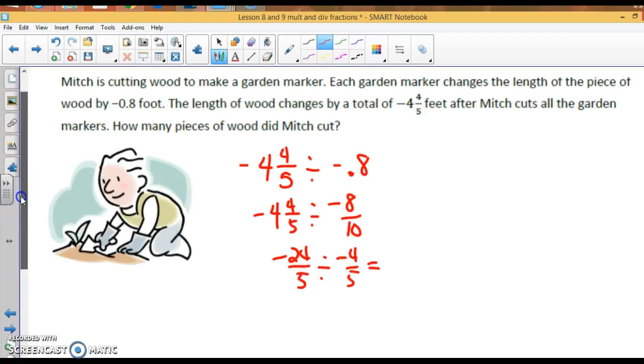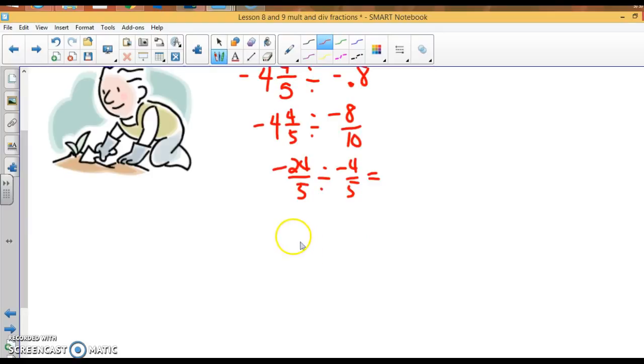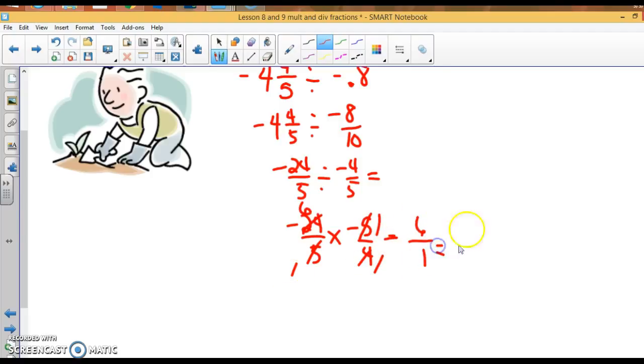It is divided, so I have to change it to multiply by the reciprocal. So -24/5 times, flip this, -5/4. Now we can reduce. 5 goes into 5 once, 5 once. 4 goes into 4 once, into 24 6 times. So it's -6 times -1 is 6/1, which is 6 pieces.